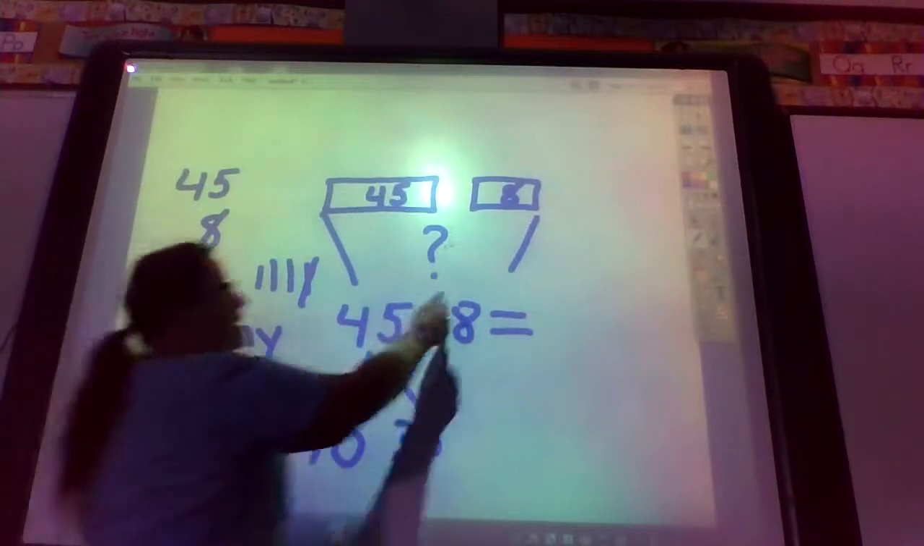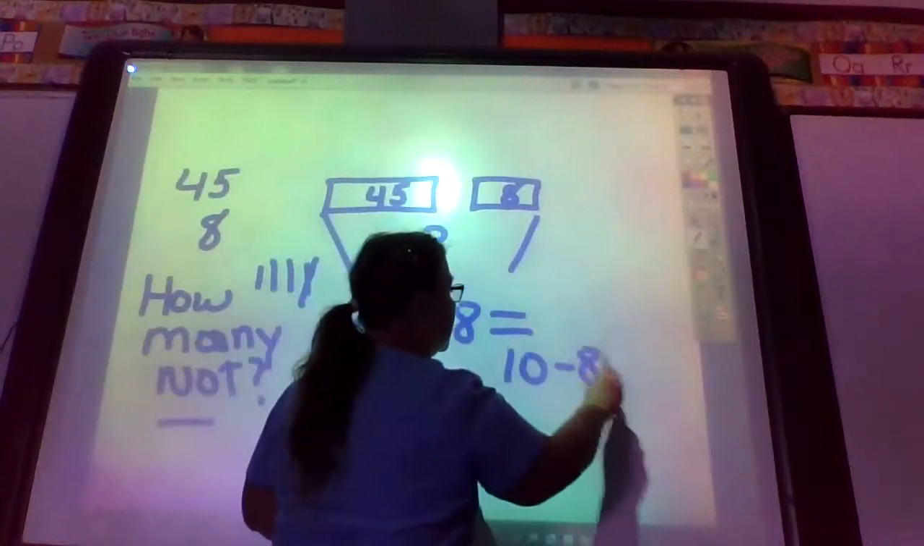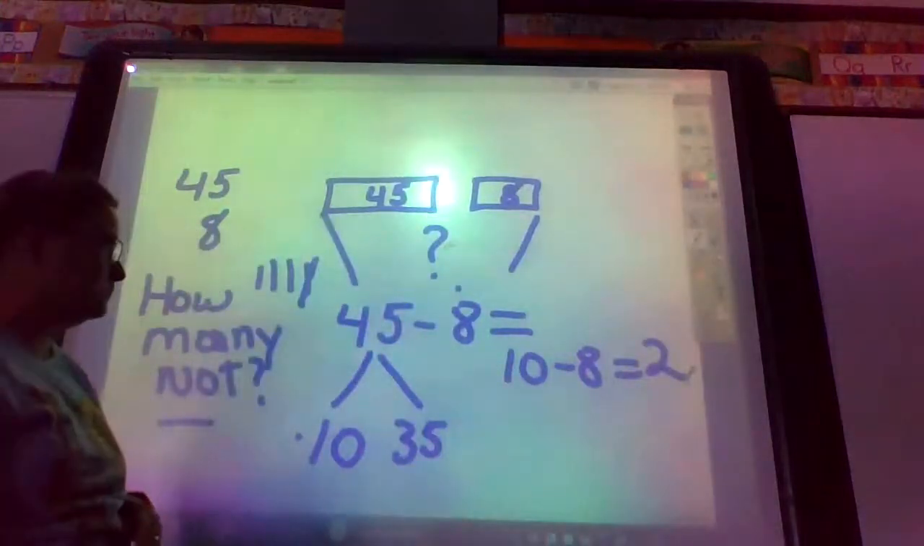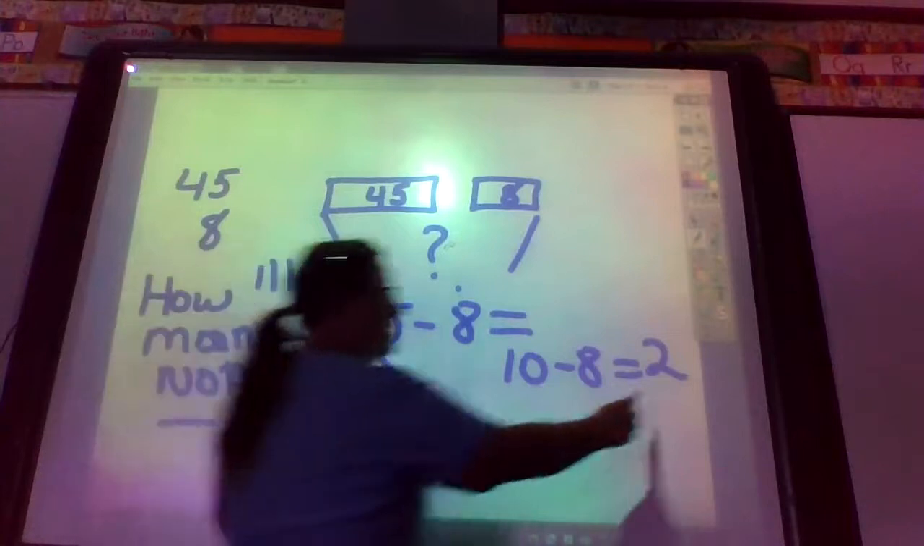Now I'm ready to do my problem. 10 and 8. I'm going to subtract. 10 minus 8 is 2. We've been practicing that. Now I'm going to do my addition. I'm going to use 35 and 2.